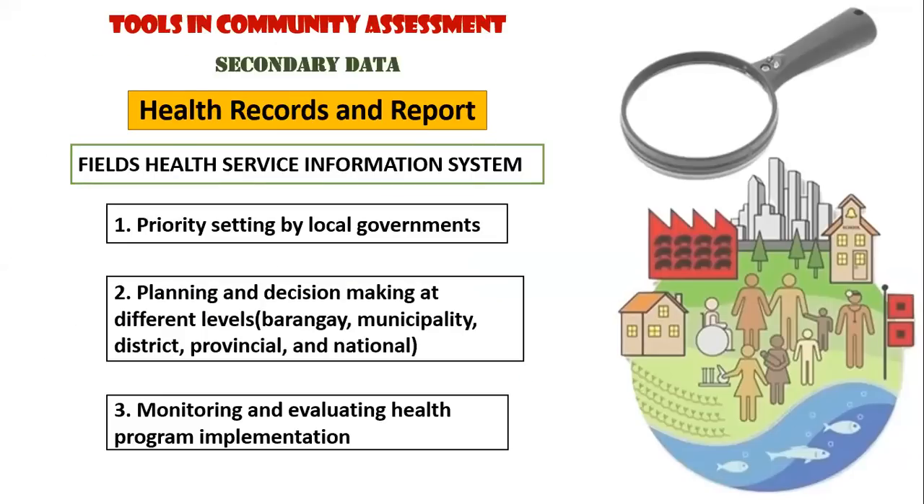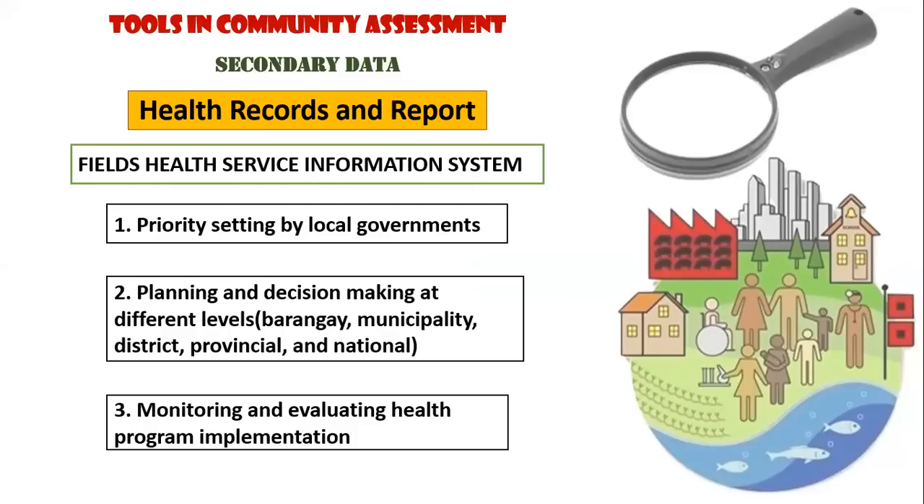In our secondary data, these are the health records. So these are the health records and reports. What are these? These are what we call the FHSIS. So what is the FHSIS? This is the Field Health Service Information System.